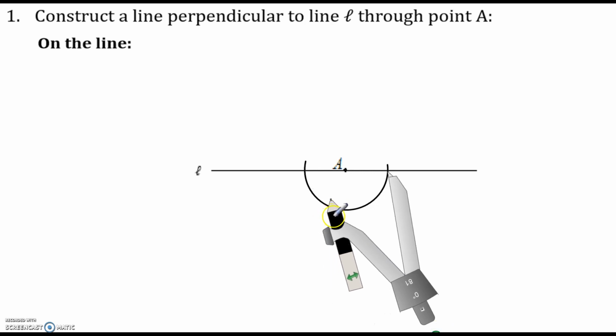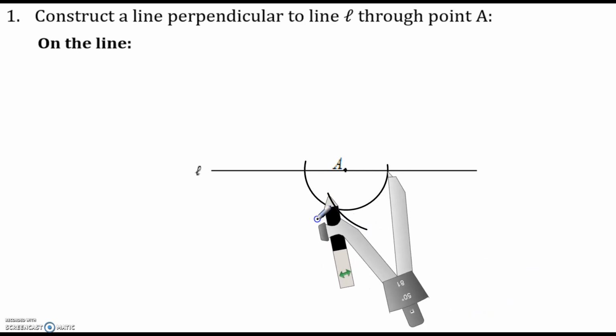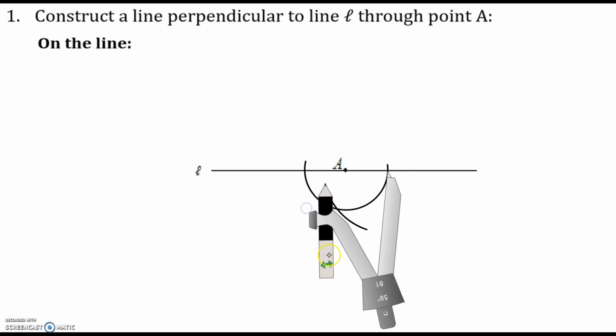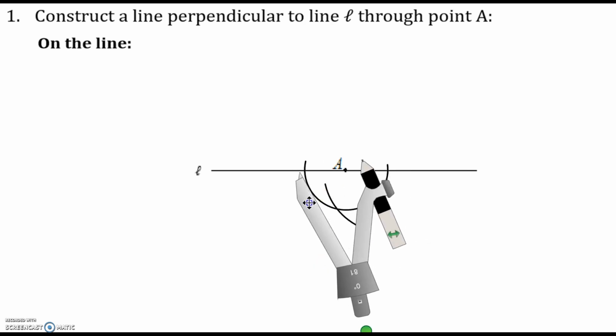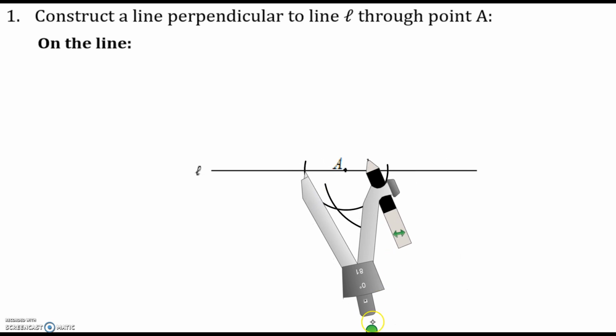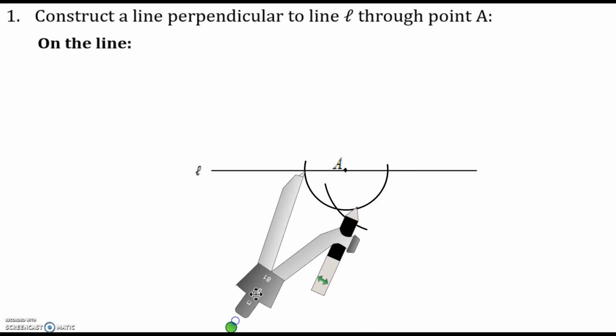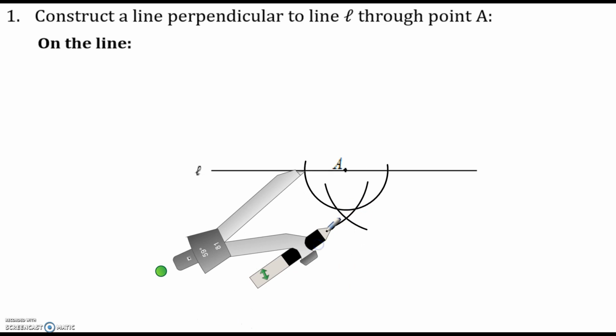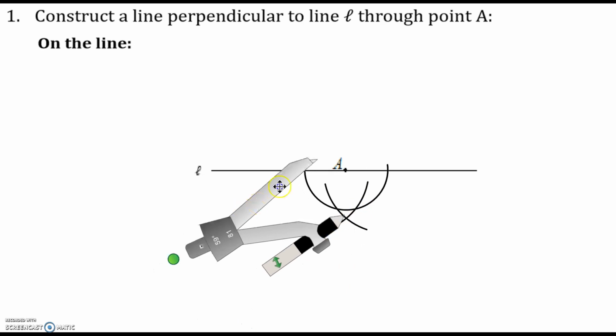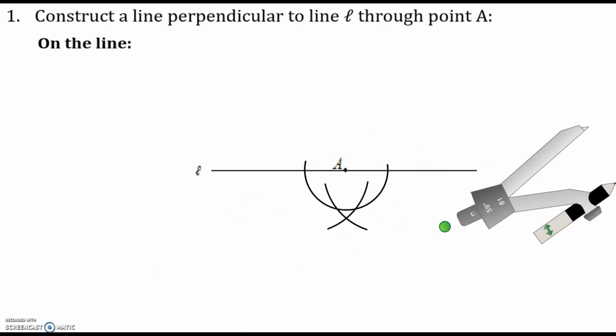And then we're going to go either above or below the line and swing an arc from each of the two intersection points that we created with our first arc. So the first arc can be any size you would like, but the second two must have the same radius. And then they will create an intersection point, which we can then take point A and connect that intersection point through point A. And what we've done by doing that is created two perpendicular lines.